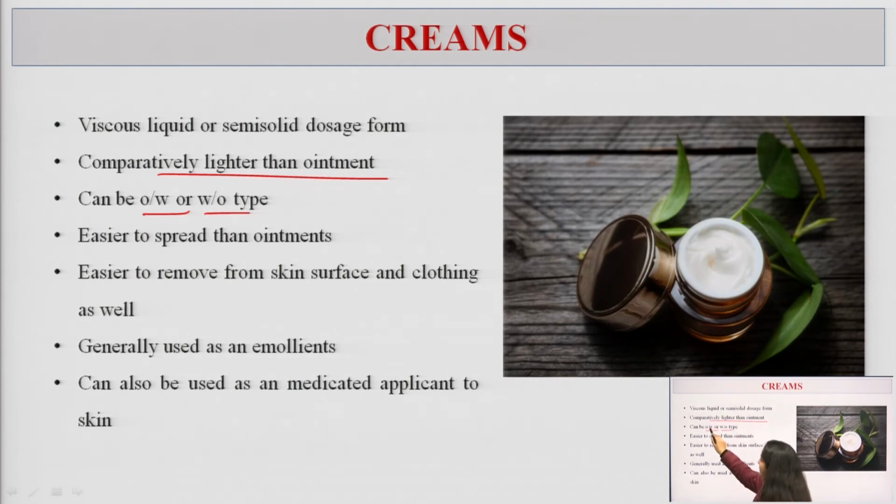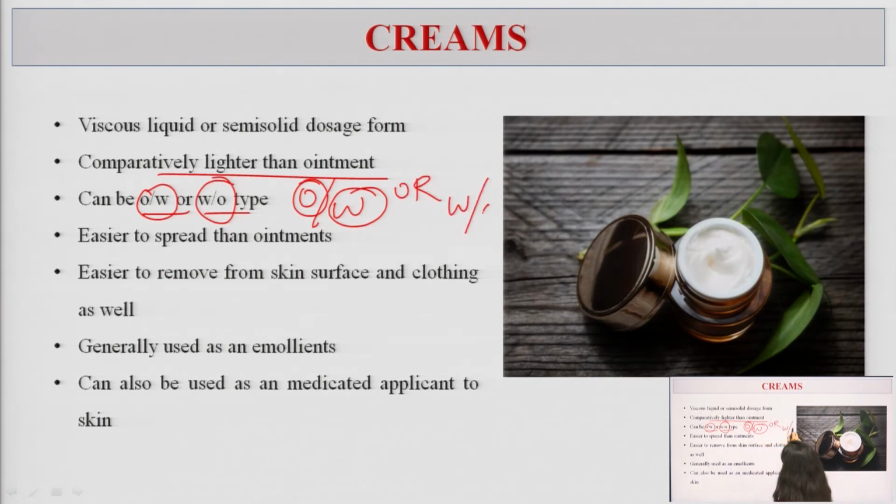Now what is O by W? Oil in water type of creams can be present, or sometimes it can be water in oil type of cream. So when I say O by W, what I mean is oil is present in the lesser quantity and water is present in the major quantity. Or when I say W by O type of cream, I mean that water is present in the lesser amount and the other constituent, oil, is present in the higher amount. So it can be a composition of both as well.